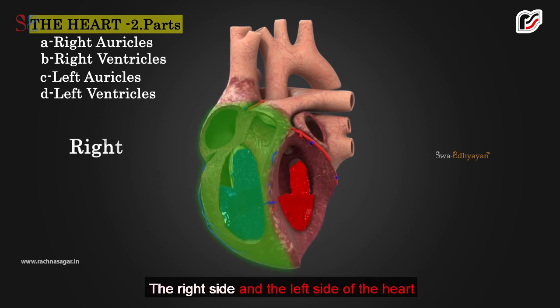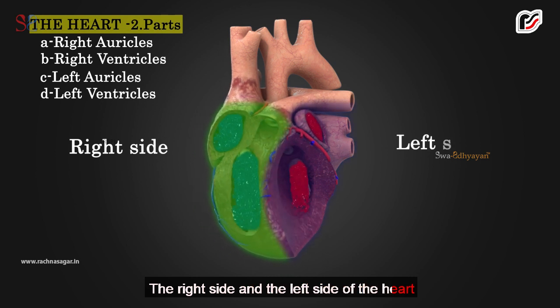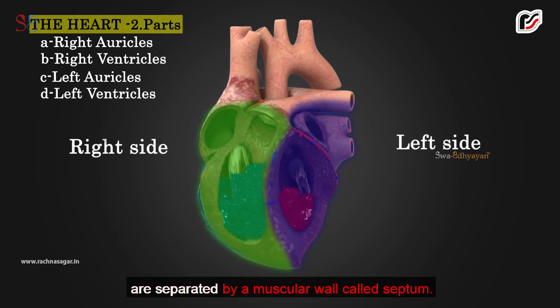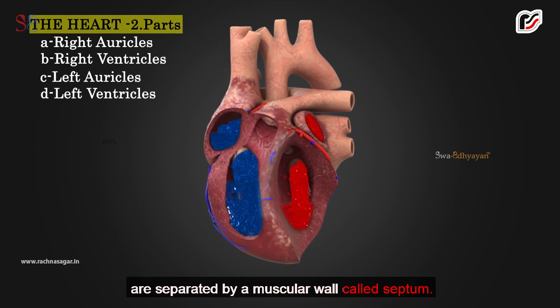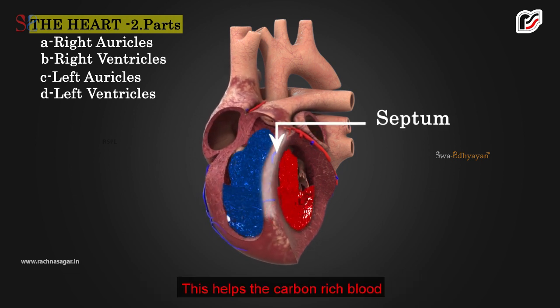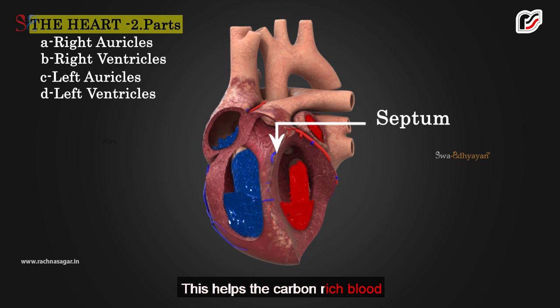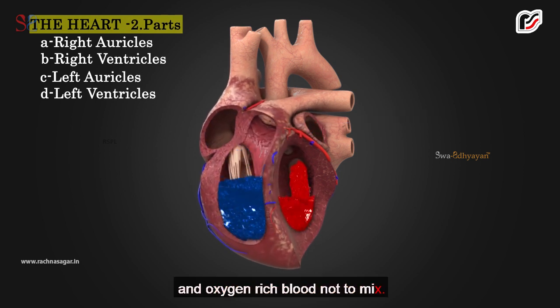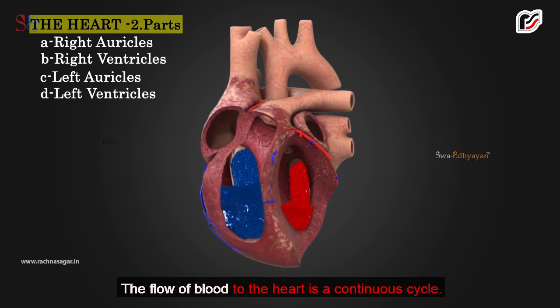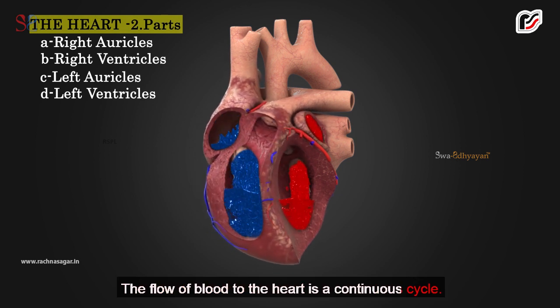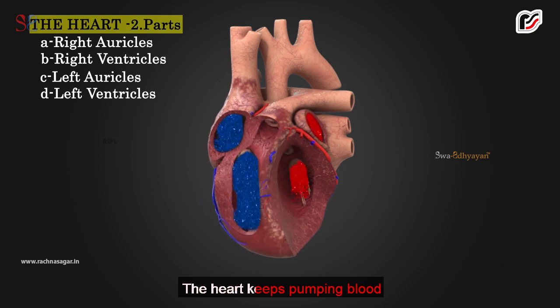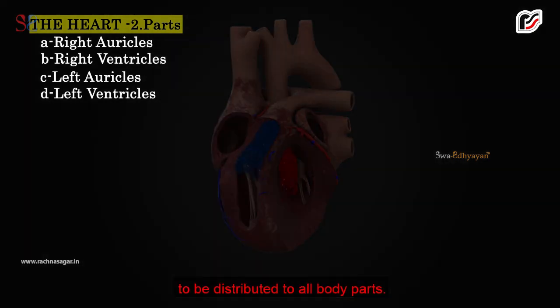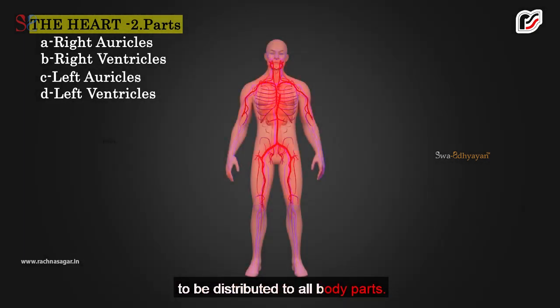The right side and the left side of the heart are separated by a muscular wall called the septum. This helps the carbon dioxide rich blood and oxygen-rich blood not to mix. The flow of blood to the heart is a continuous cycle. The heart keeps pumping blood to be distributed to all body parts.